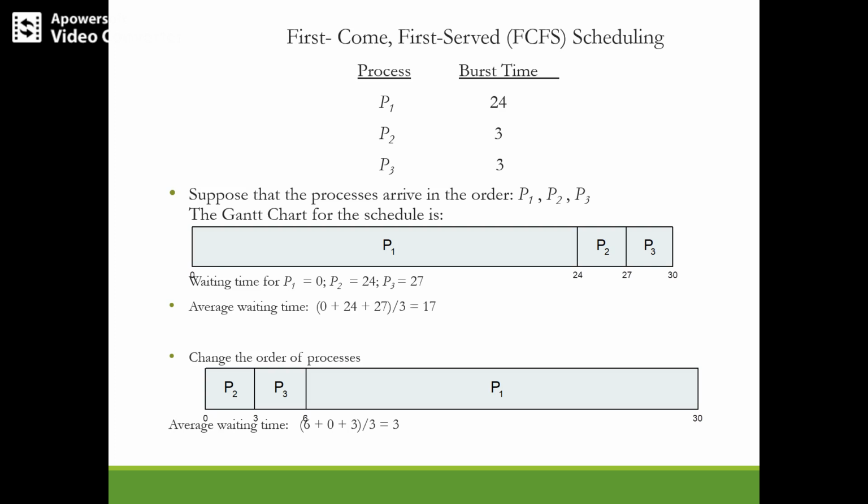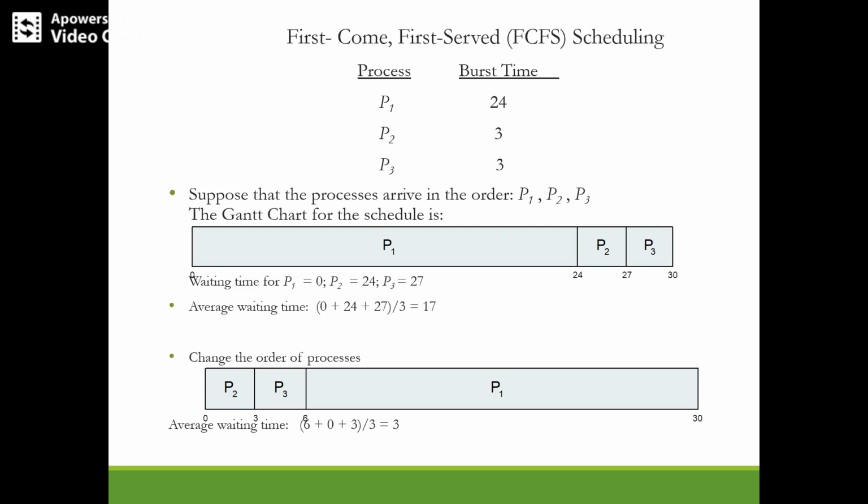And the average waiting time is just the sum of the waiting times of all the processes divided by the number of processes. Here we've got three processes. Process P1 is 0, process P2 is 24 milliseconds, and process P3 is 27 milliseconds. Divided by 3, it is around 17 milliseconds.